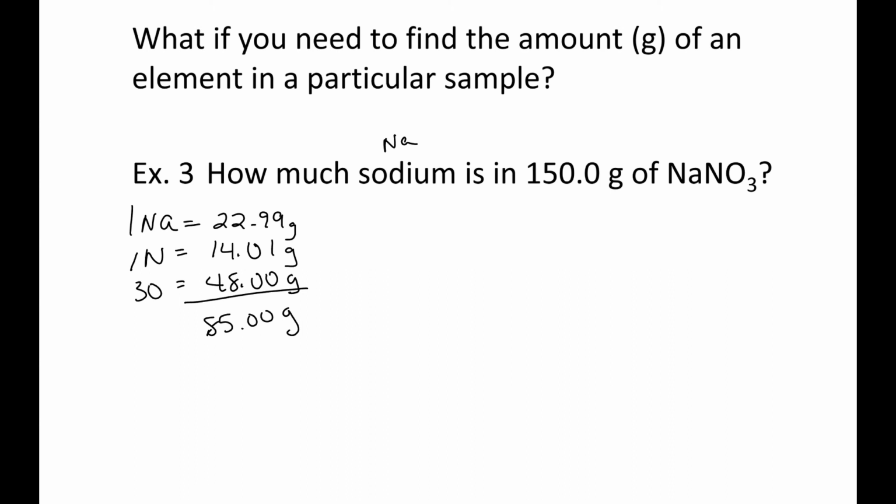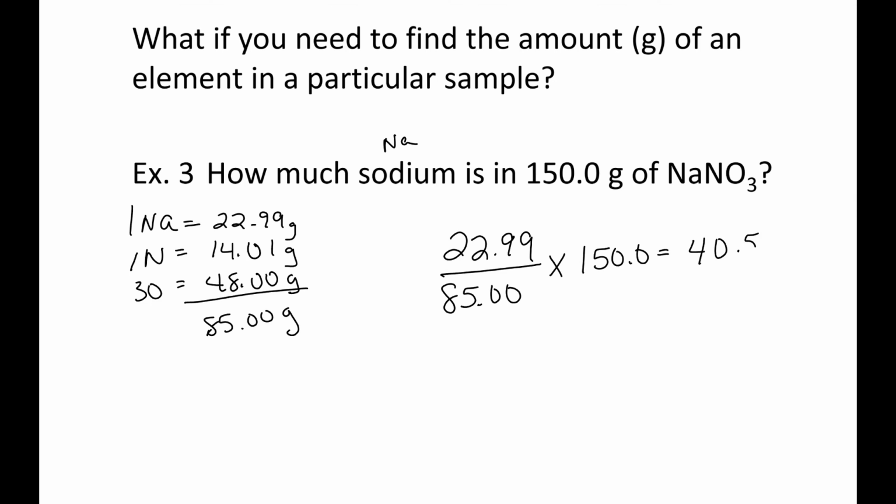So in this case, because we're trying to find grams, we don't have to worry about 100. It's not a percent, it's the amount. So we're going to take 22.99 over 85.00, and we're going to times it by the 150.0, and we get 40.57 grams of sodium. So we're still doing the percent.